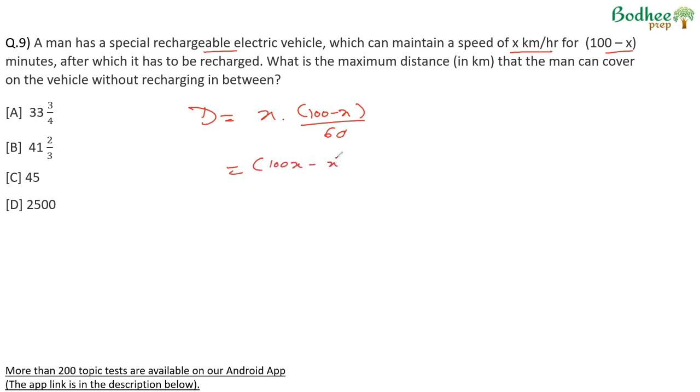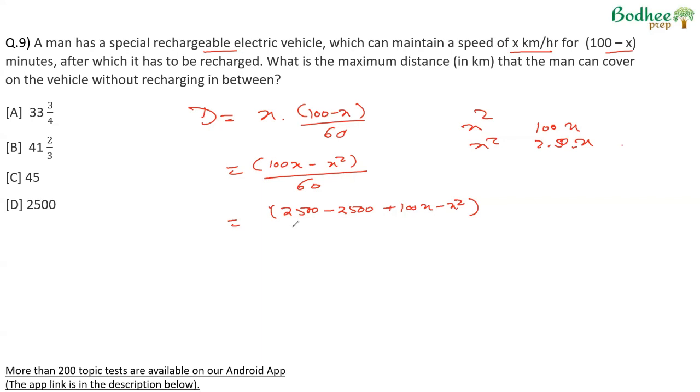This becomes (100x minus x square) upon 60. So basically, we have to maximize this. We can write it as 2500 minus 2500 plus 100x minus x square. I'm trying to complete the square. Here we had a term x square and a 100x. 100x we are splitting as 2 into x. The remaining part is 50. So we need the square of 50. I've added and subtracted the square of 50, which is 2500. So taking out the minus, here we get x square minus 100x minus 2500.